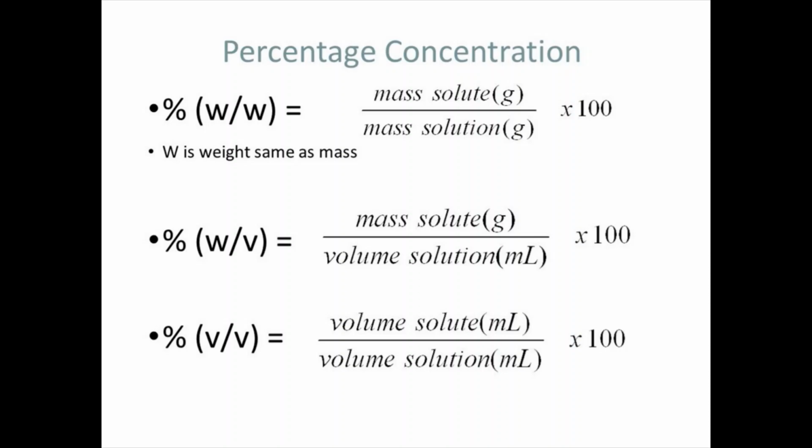If it is percentage weight by volume, it is mass of solute by volume of solution in milliliters multiplied by 100. If it is percentage volume by volume, it is volume of solute by volume of solution taken in ml into 100, or 100%. I'm sorry.